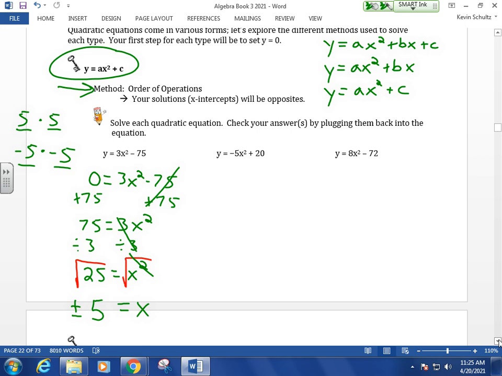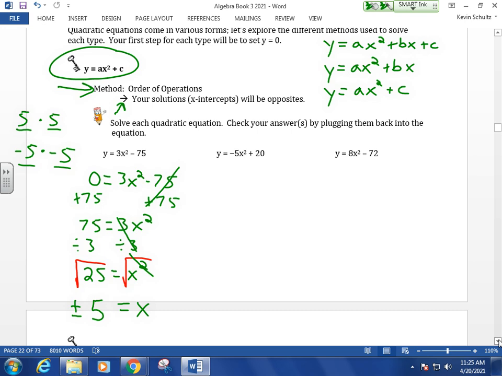And if you look back to my directions up here at the top, this arrow, it says your solutions will be opposites. Whenever you have an equation in ax squared plus c form, you're always going to end up with positive, negative something, in this case 5. Okay? Let's look at the next one.